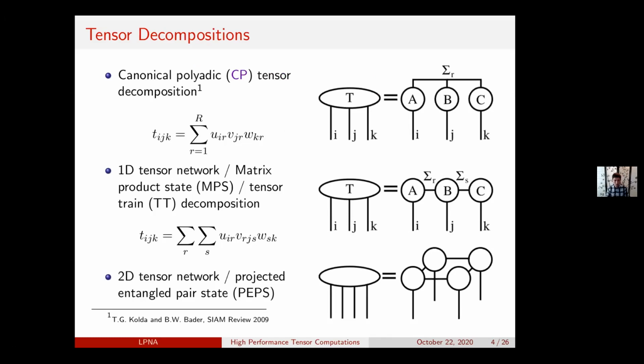Let's now talk a little bit about the inverse operation, tensor decomposition. With the tensor decomposition, we want to write a tensor as a contraction of smaller tensors.